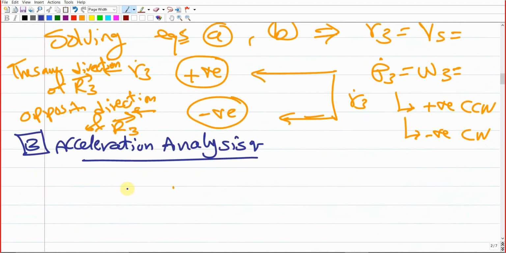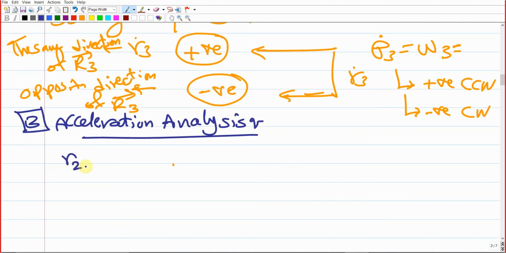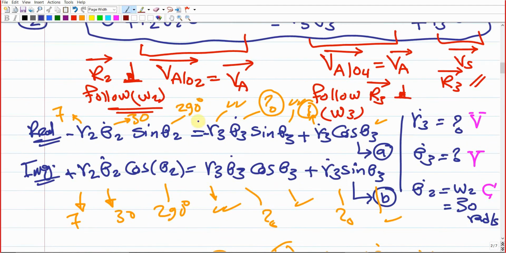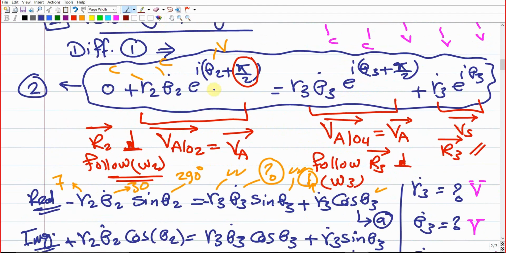We are going to have R2 theta 2 dot squared e to the i of theta 2 plus pi over 2 plus pi over 2. This gives pi. This is the derivative of the first term. Make sense? We have theta 2, so this one became theta 2 dot squared, and we added one more pi over 2 to the pi over 2.